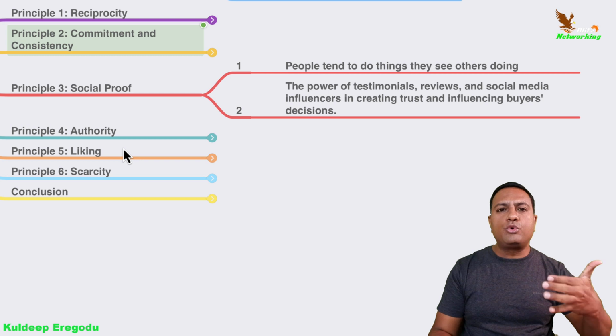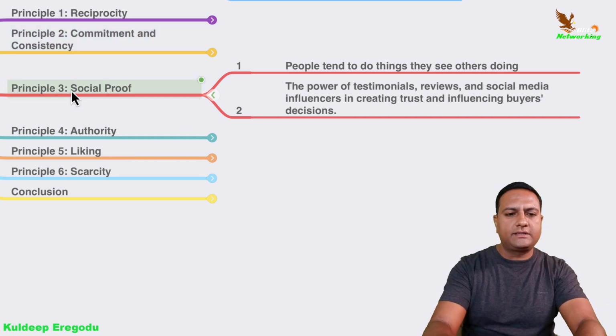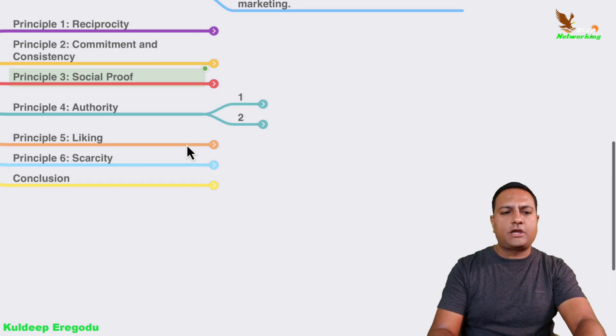You are your own brand identity for your own products and services. So it is left to you how you have to create your social proof. Now, with that, the fourth principle is authority.